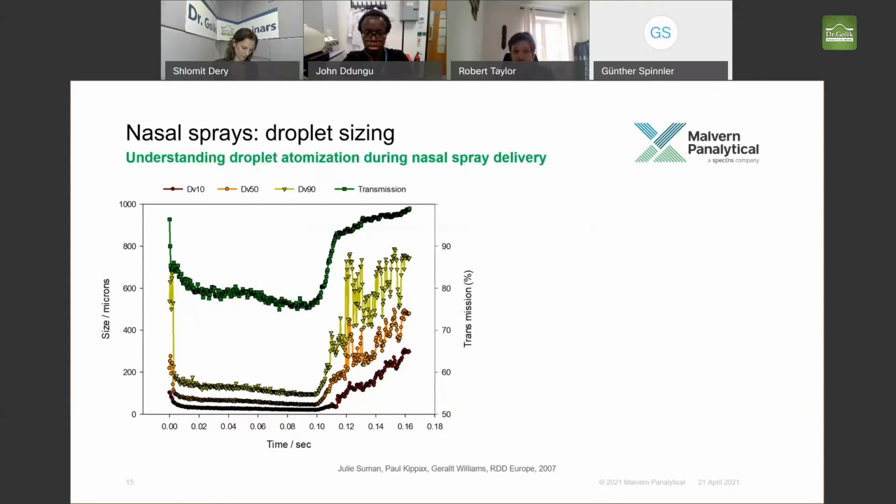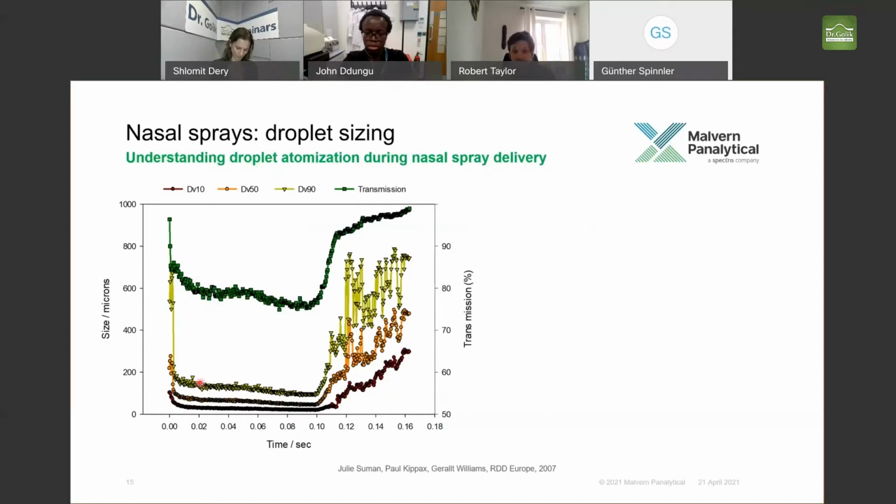And then what we also have here is the transmission, and we'll go into why that's relevant later. But effectively, if there's a higher concentration, then the transmission drops. So we can start to infer something about the content of the spray as well, or the mass that's being emitted.